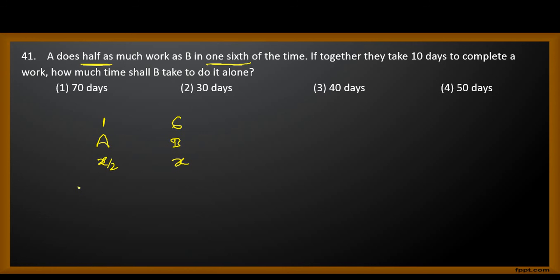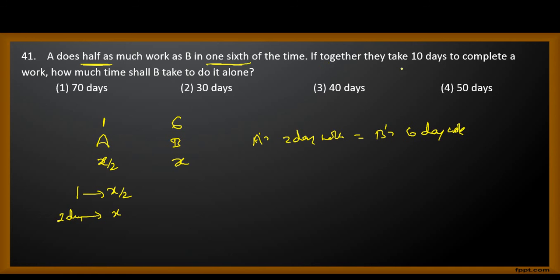Listen carefully. In 1 day A is doing X by 2 units. To do X units A will take how many days? 2 days. To do X units A is taking 2 days, whereas B is taking 6 days to do X units. It means A's 2 days work equals B's 6 days work.